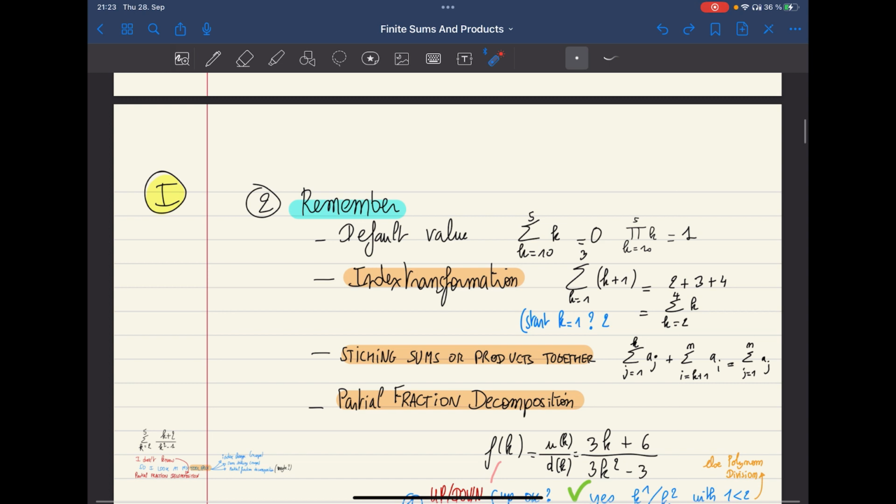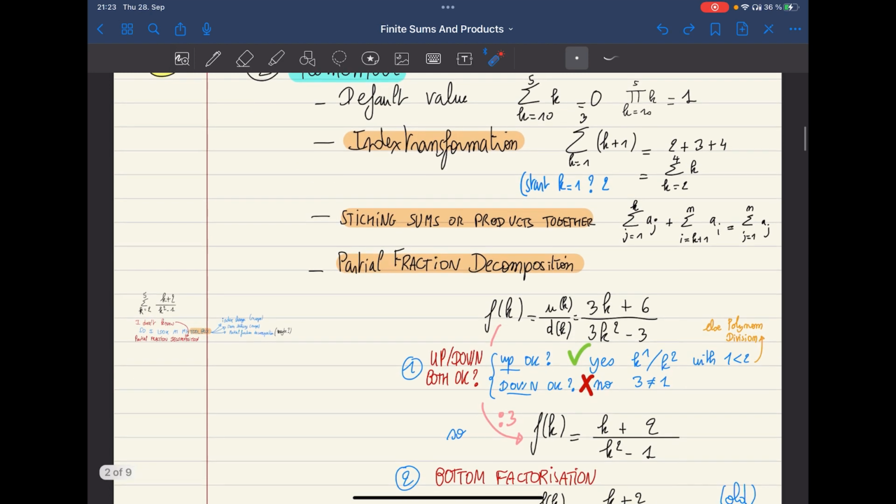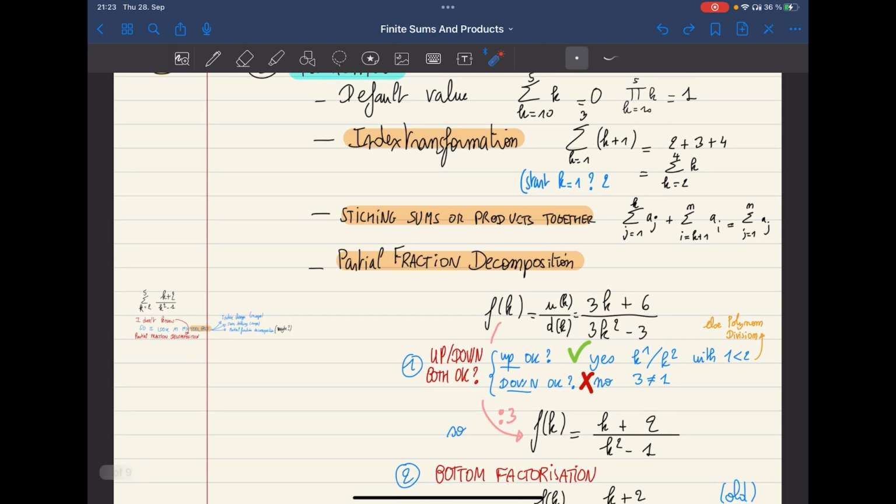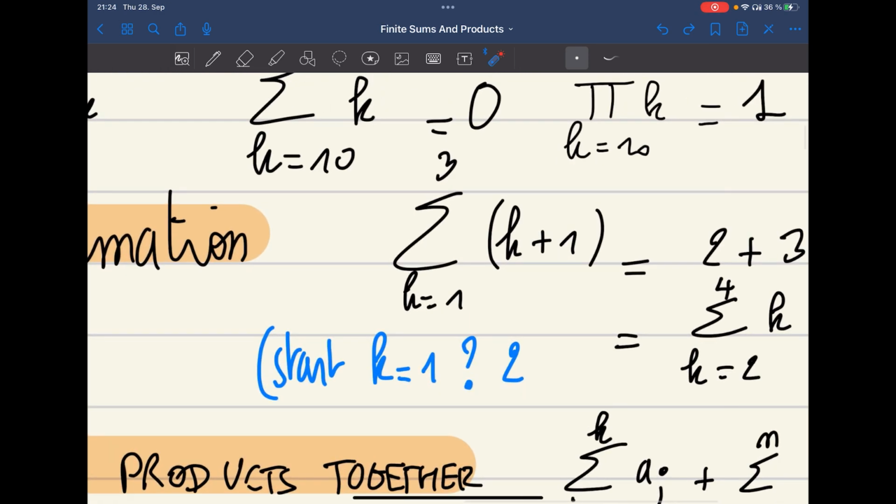First thing to remember, the default value of an empty sum is 0. The default value of an empty product is 1. Now the most important things today are first index transformation, second stitching sums and products together, and third partial fraction decomposition. Index transformation, you think about it when you see k plus 1 or k minus 1 or 1 minus k in a sum or in a product.